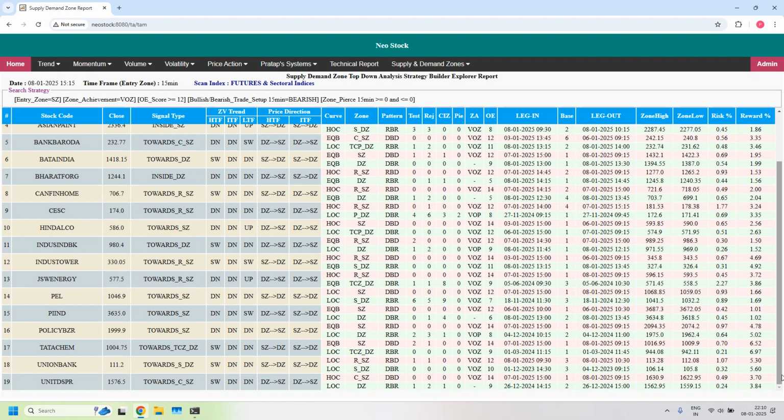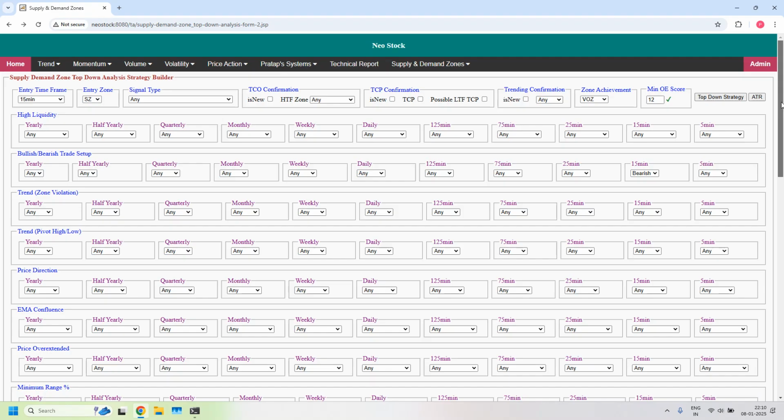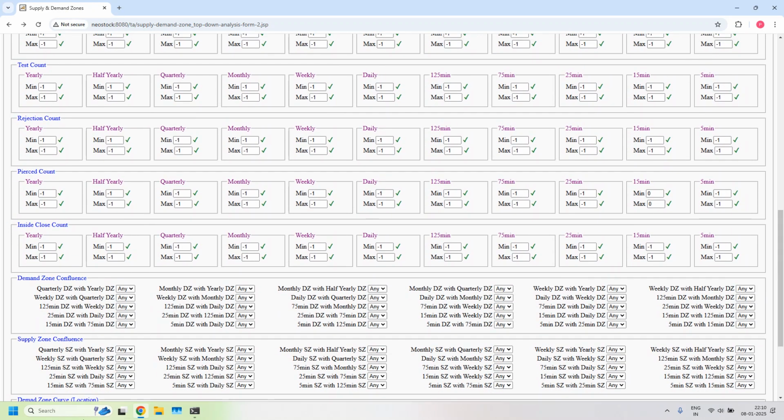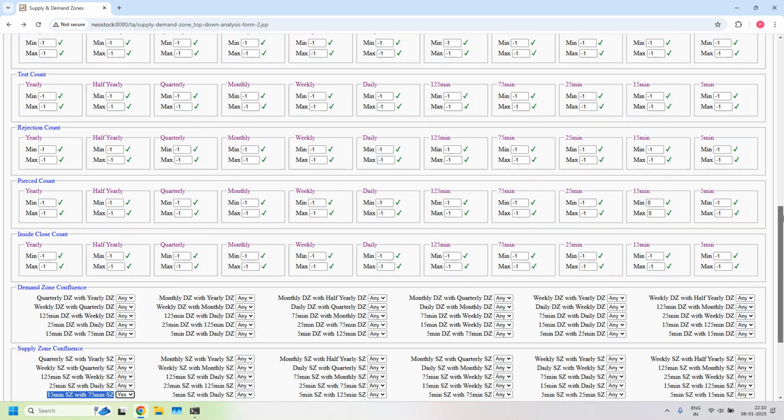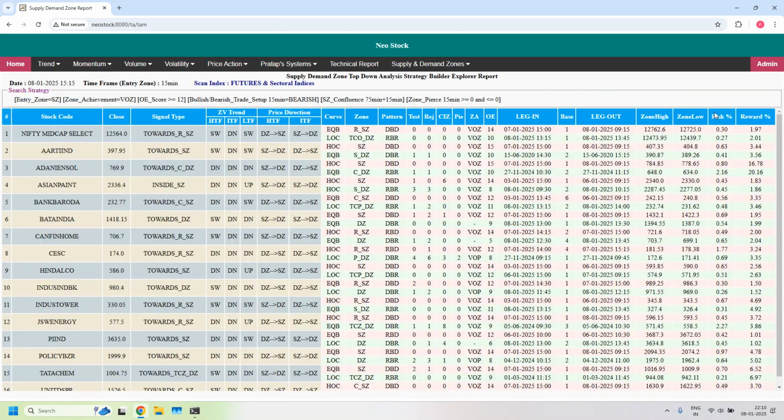We have to look into supply zones. Out of these 15 minute supply zones, we can further filter based on zone confluence. First filter is LTF and ITF supply zone confluence. So let me enable that filter, 15 minute supply zone with 75 minute supply zone confluence. Now let's verify out of 19 how many will filter. Out of 19, 16 stocks are filtered. First 15 stocks you are seeing. I am scrolling the list down.